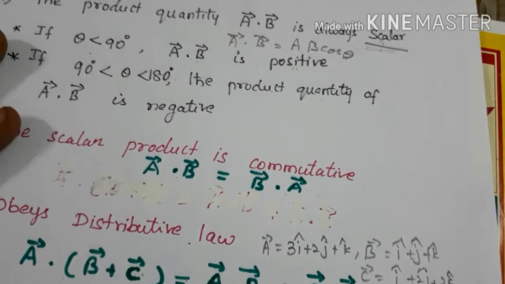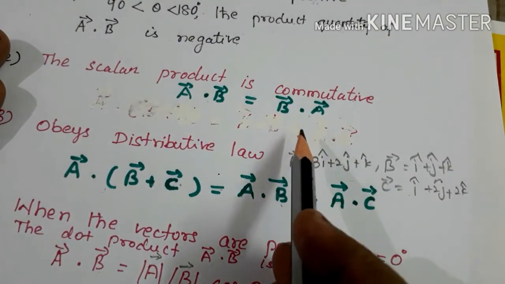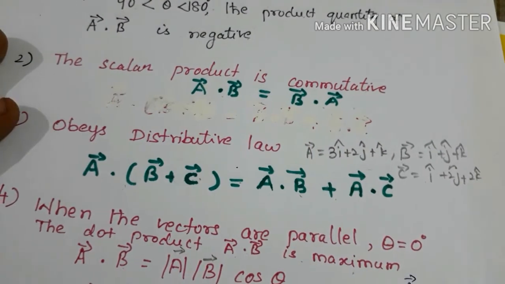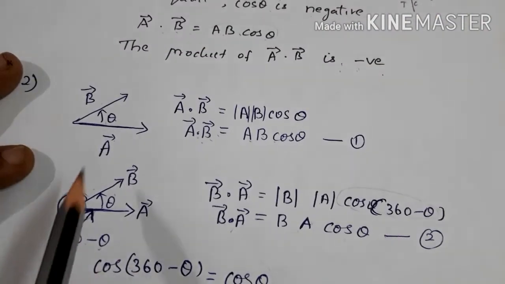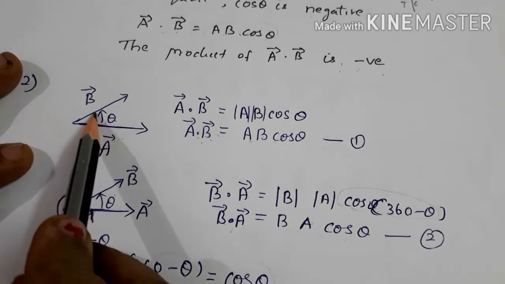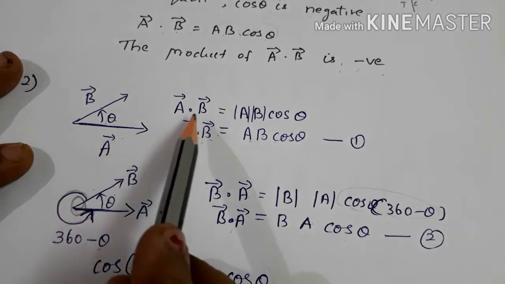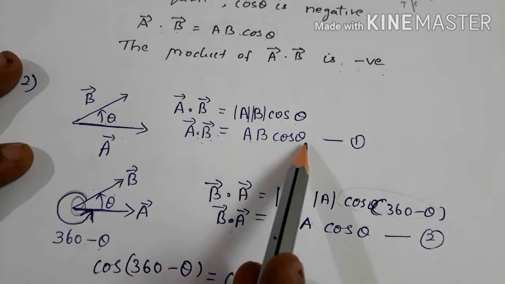And the second property is that the scalar product is commutative. So what do we mean by commutative? A vector dot B vector is equal to B vector dot A vector. Now you can refer to this diagram, children. A vector, B vector, angle theta is taken in anti-clockwise direction. You can say A dot B vector is equal to mod A mod B cos theta. So that is AB cos theta.